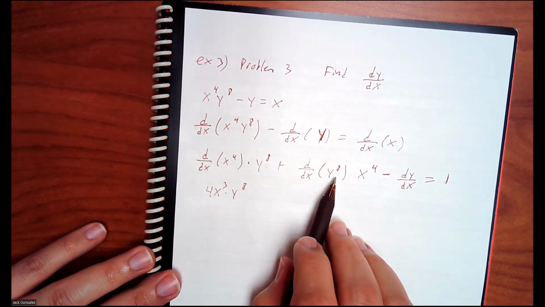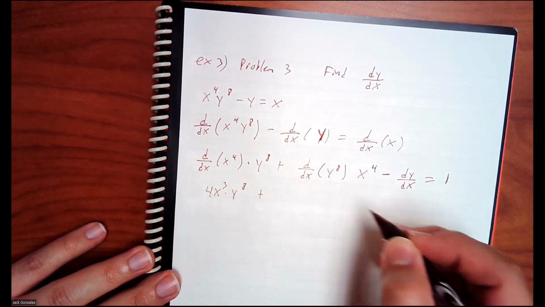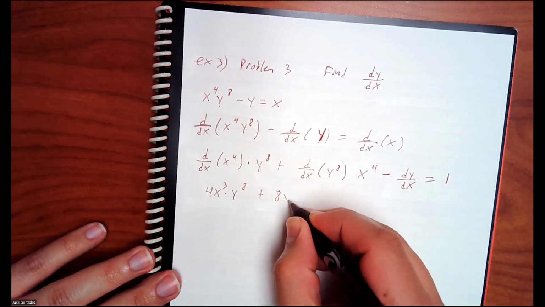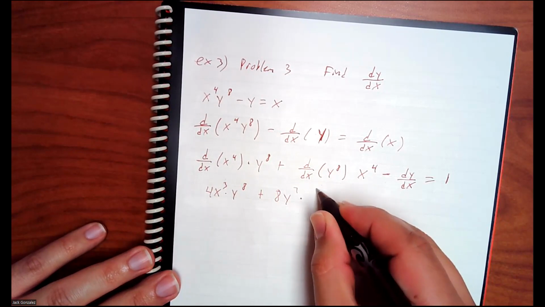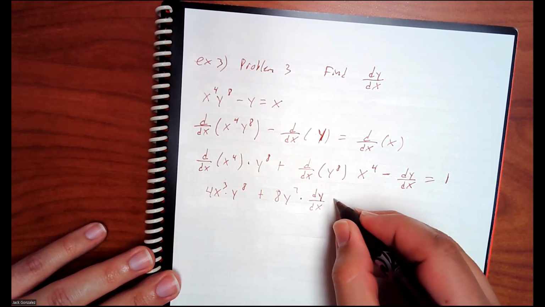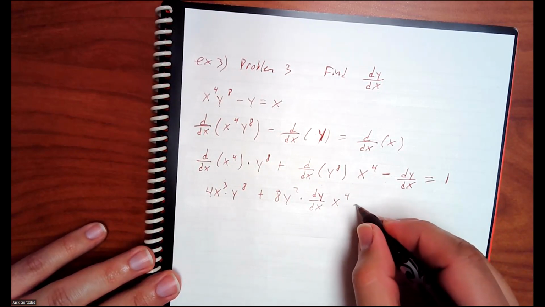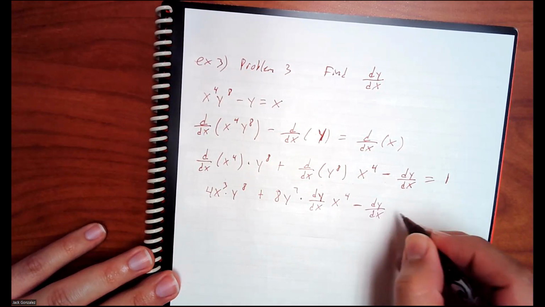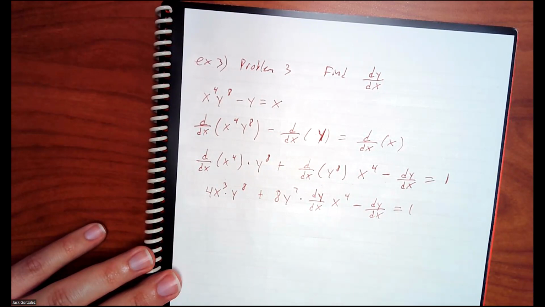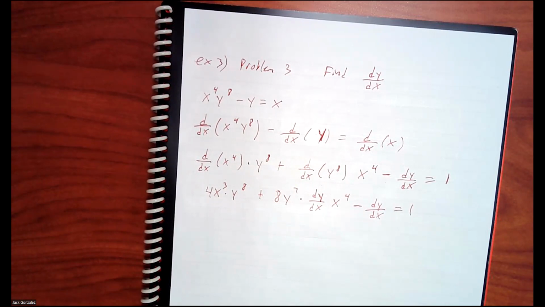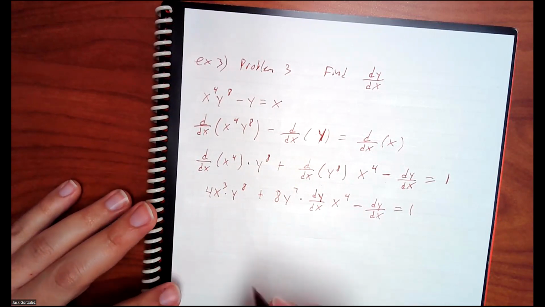Derivative of y to the 8th. So that has to be done implicitly. So the first part's the same, but then you multiply by dy dx. The derivative is done. So the process is get everything that doesn't have dy dx to the other side and then try to solve for it.